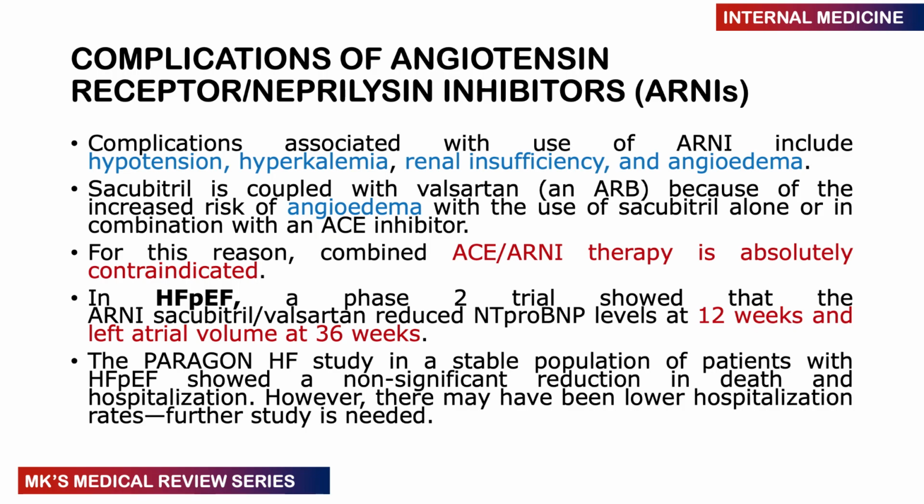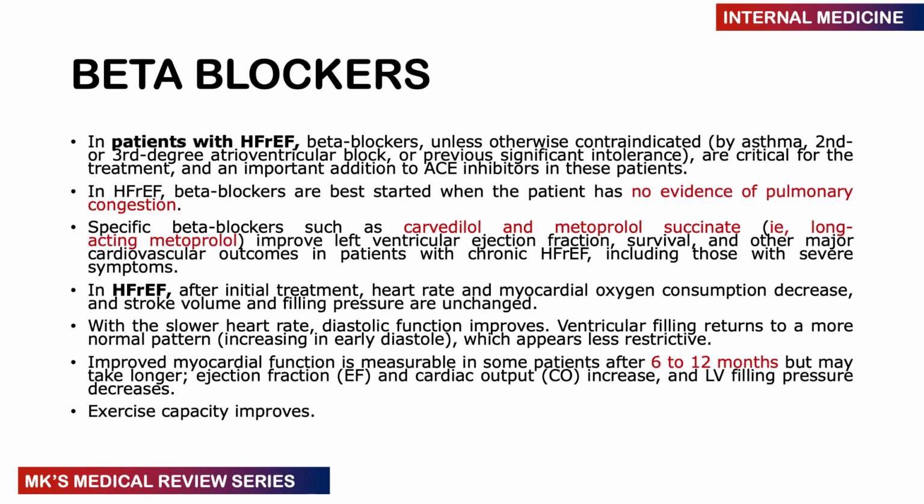Huge risk of angioedema. So in heart failure patients with preserved ejection fraction, in a phase 2 trial, we showed that the use of sacubitril and valsartan reduced the NT-proBNP levels at about 12 weeks and the left atrial volume at 36 weeks. Then there is another study known as the PARAGON-HF study, where a stable population of patients with heart failure with preserved ejection fraction showed a significant reduction in death and even hospitalization. So there have been lower hospitalization rates, though we still need a bit more time to study this and have conclusive information.